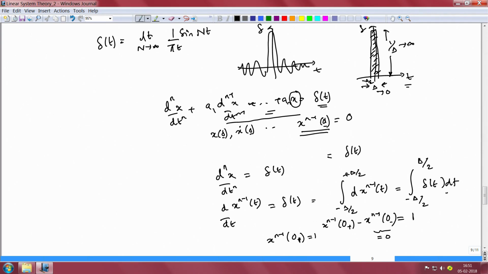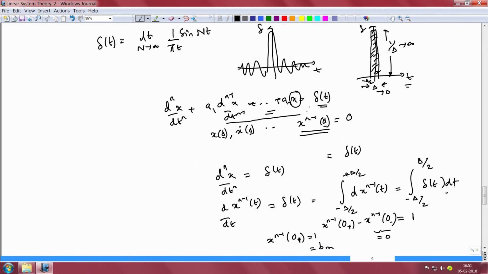So now we see the effect of a delta function. Immediately after the delta function has been applied, the delta function changes the initial condition of the system. All the other initial conditions remain unchanged. It changes the initial condition of only the n minus 1th derivative of x by 1 unit. Of course, if I had b m times delta of t, then it would have changed the initial condition by b m. Just by matching the singularities I can get that. So now we have obtained the response of the system to an impulse input, and this response is called the impulse response.